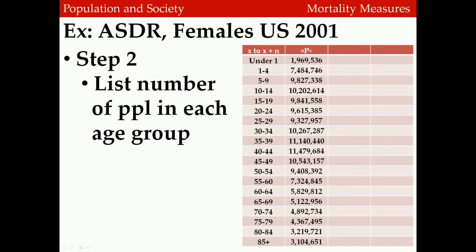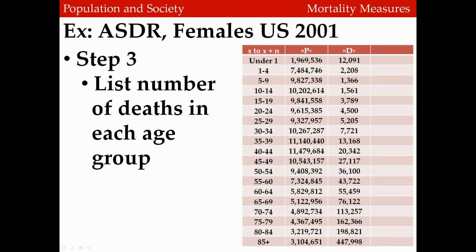Okay, so first what I'm going to do is list the mid-year population in each of these age ranges. You can see, for example, that under 1, there were just under 2 million females under 1 years old in that year. Likewise, there were over 3 million women who were 85 or over.